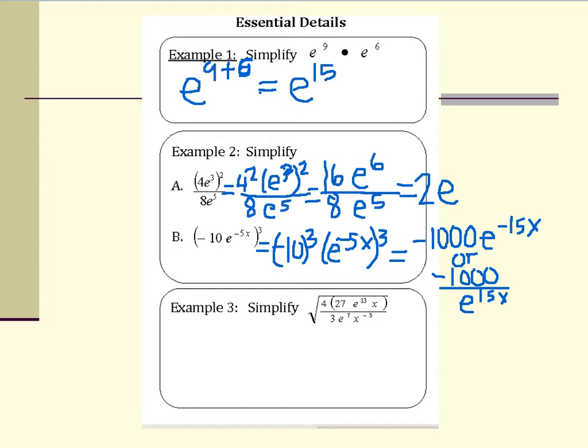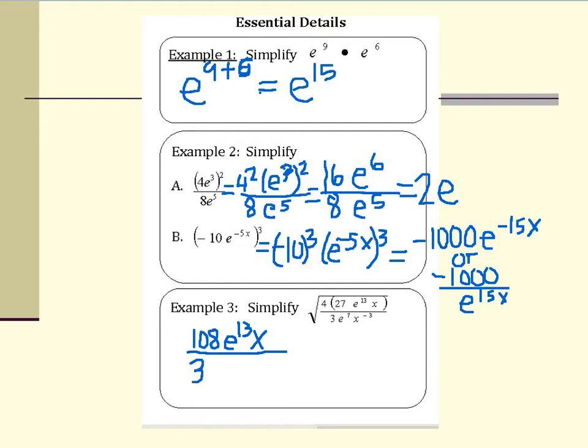Let's simplify this example 3 here. Notice we've got a fraction under a radical sign. We definitely don't want to have that. So we're just going to multiply here. And if you think about it, 4 times 27 times e to the 13th times x, well, that parenthesis doesn't really need to be there at all. So we can just do 4 times 27, and 4 times 27 is 108. I still have e to the 13th power. I still have x here.